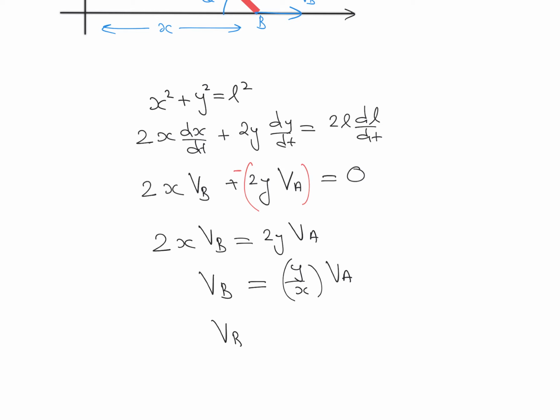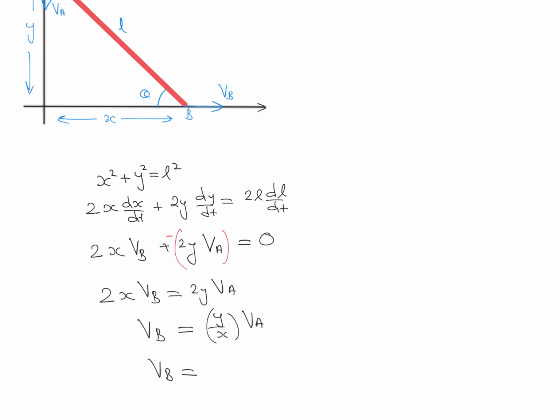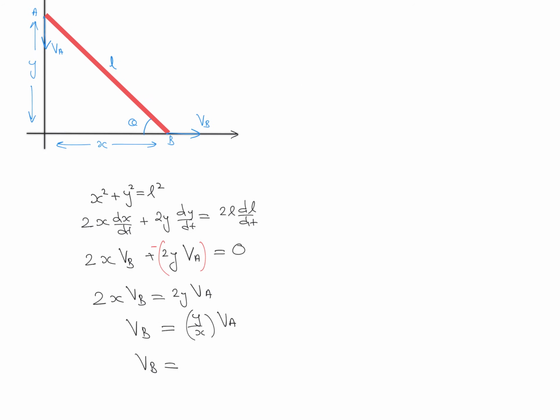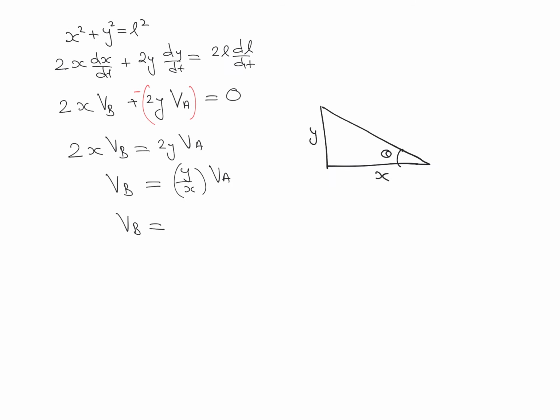Or you can write velocity of B is equal to, now from this triangle we can observe that this side is x, this is y, and this angle is theta. So from this right angle triangle we can write tan theta is y by x, so instead of y by x we can write it as tan theta into velocity of point A. So this is the constraint relation between the velocity of A and the velocity of B.